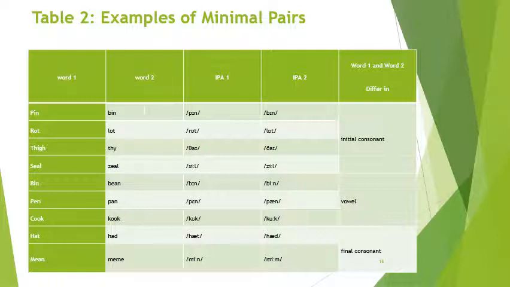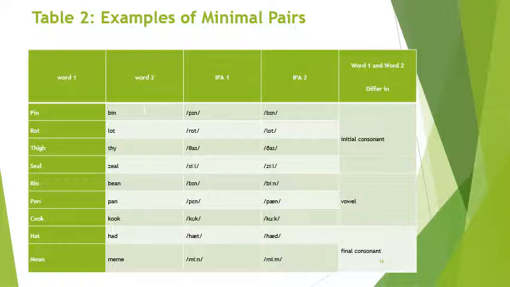The initial consonant. Then take a look at the other words, bin, bean. The only contrast is what? The vowel, the middle vowel sound. The first one is short, while the second one is long. Bin, bean. Then you have pen, pan. The only difference is what?